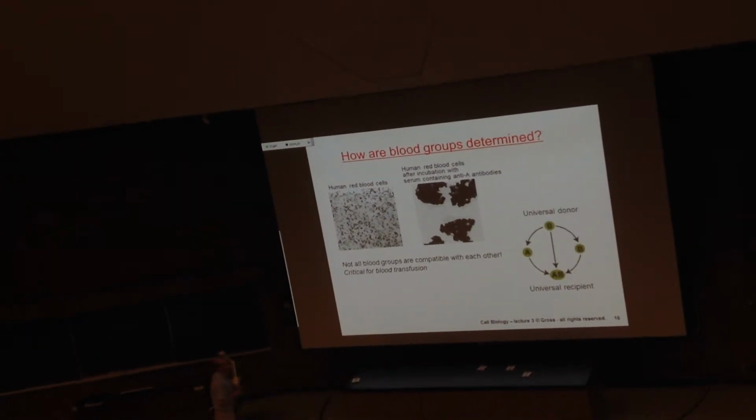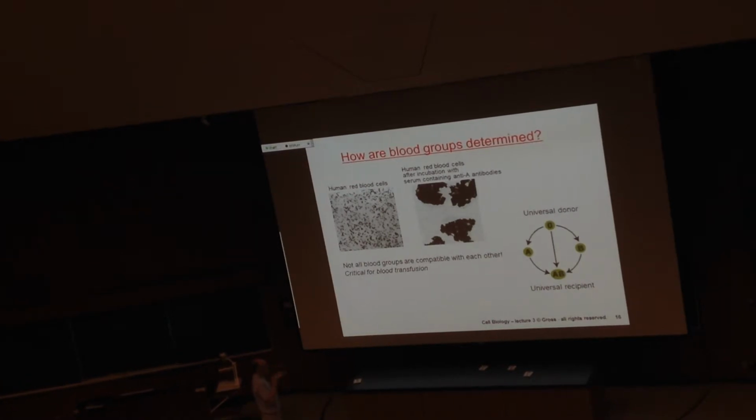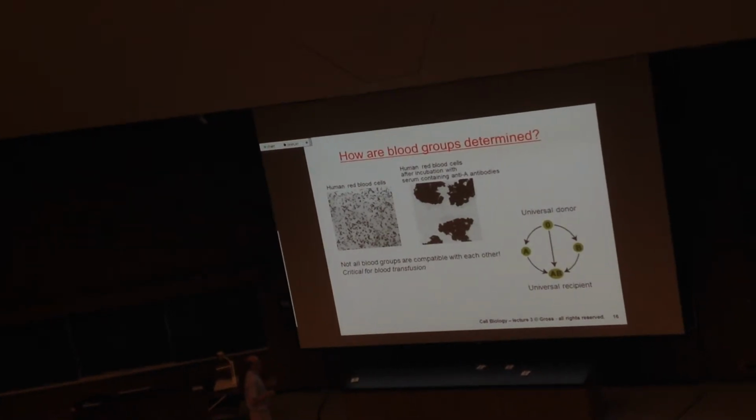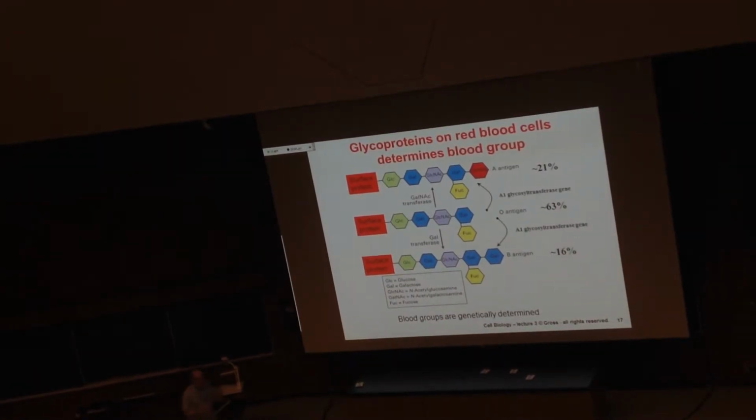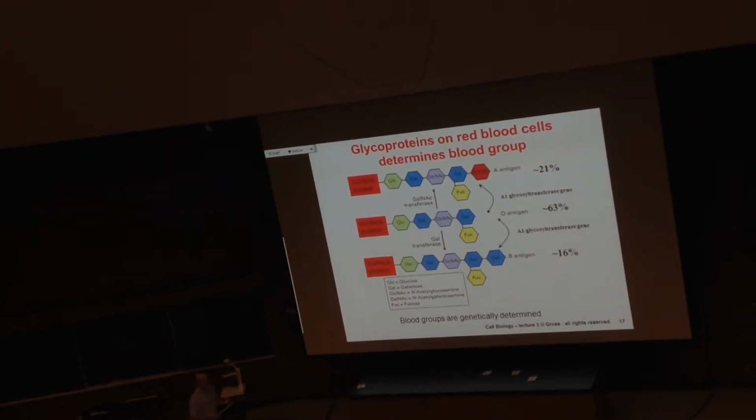Okay, so that's, from a simple level, what the difference is between these blood groups. But now the question is, what's really going on at a molecular level?